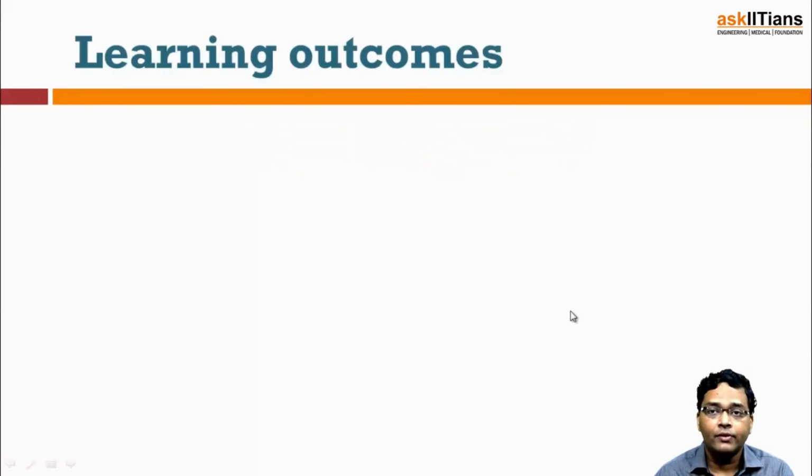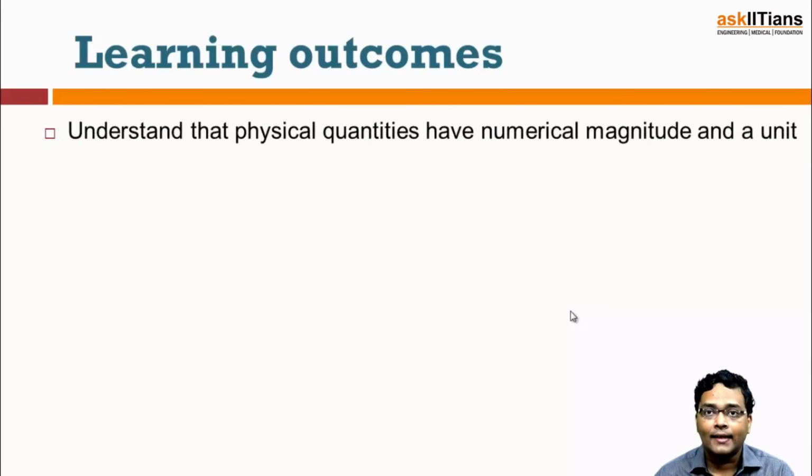So the first thing that we need to understand is about the learning outcomes. What exactly are we going to learn in this particular chapter? So to put it precisely, I have put it down in the form of some points. So let's try to discuss with the help of some points. The first point, understand that physical quantities have numerical magnitude and a unit. So numerical magnitude, basically every quantity that you see around yourself has some magnitude to it.